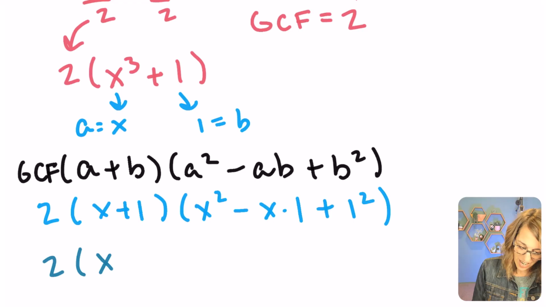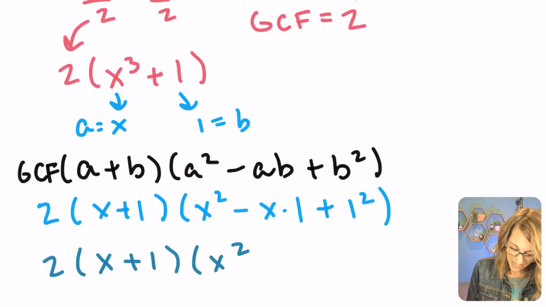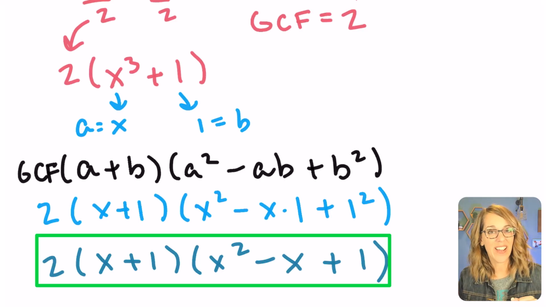2 times the quantity x plus 1, times x squared minus, you can write that as minus 1x, or just write that as minus x, plus 1 squared, which is 1. I've got an example with a fraction for you next.